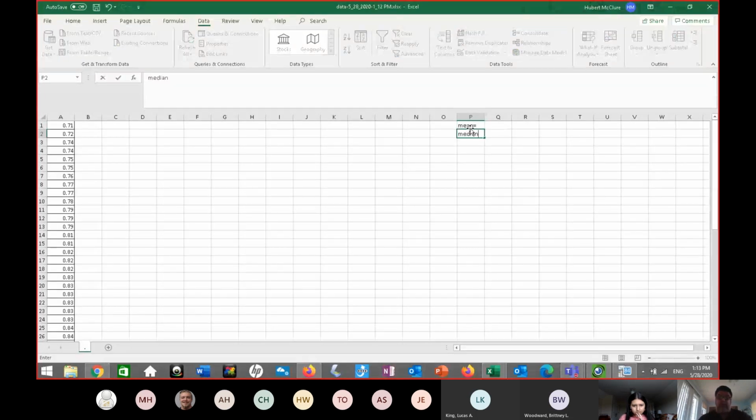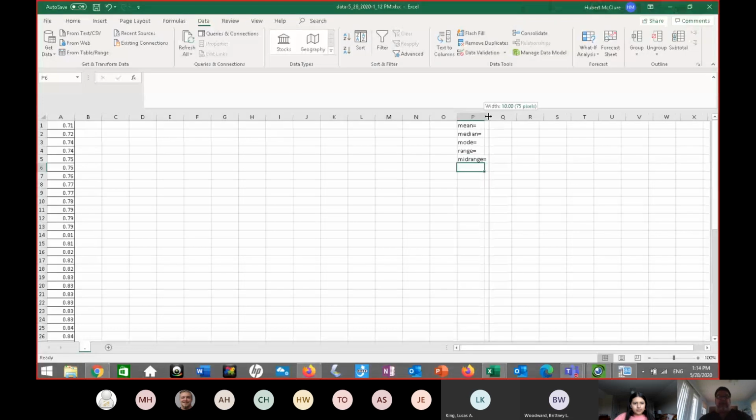Mode. Range. Mid-range. Hubert, you haven't even looked at what the question's asking. No, I don't need to. Because I told y'all that whenever you're given a set of data, if you do this every single time with your homework problems, you won't only have the correct answer, but you'll be ready for the test.